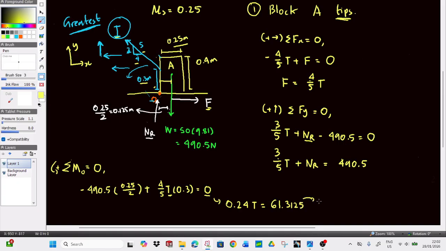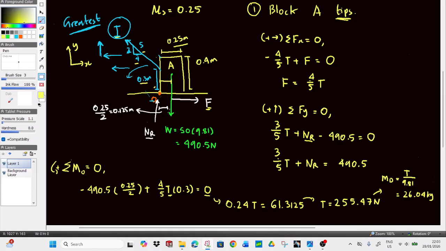So that would lead your T to be, if you divide by 0.24, about 255.47 newtons. If your T gives you 255.47 newtons, then all you have to do to find the mass is simply T divided by 9.81. That is 255.47 divided by 9.81, which is about 26.04 kilograms, in this case.